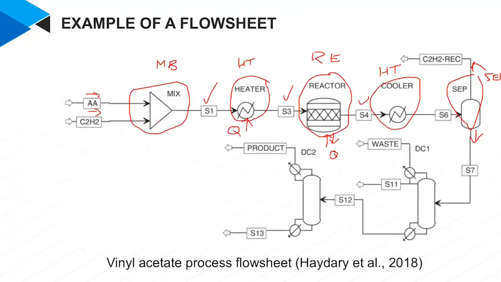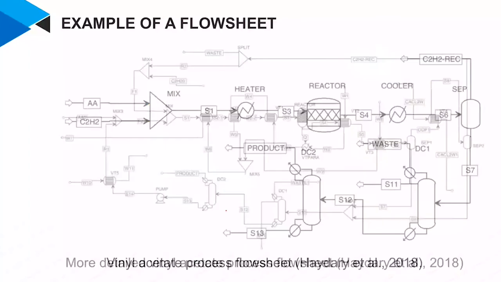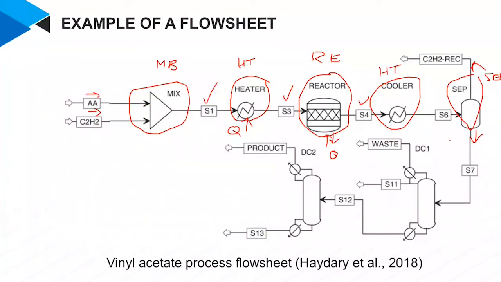So this is an example of a flow sheet. And this example is, I would say, quite simplified because it doesn't have the actual intricacies of the process. So for example, this vinyl acetate production process can be expanded to a more detailed process. For example, we have this recycle loop. The recycle loop goes back into the feed here. And we also have, like in this previous flow sheet, we only represented it as a mixer. It's not that simple.